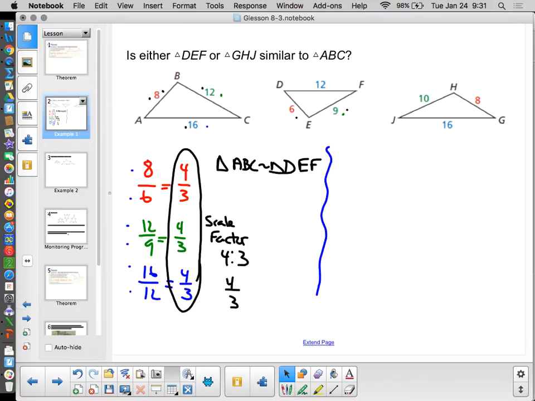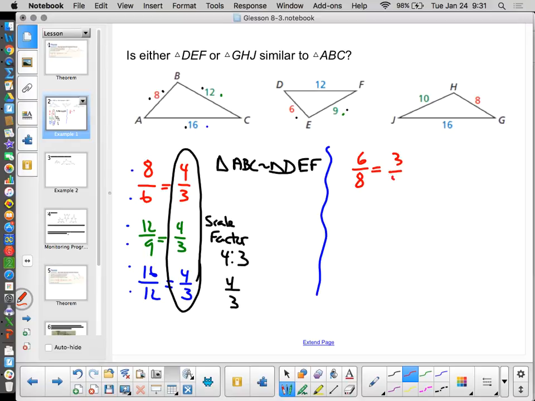Next, let's see if D, E, F, and J, H, G are similar. So again, we'll set up shortest side to shortest side. That's 6 over 8, which reduces to 3 over 4. Middle side to middle side. The middle side here is 9. Middle side here is 10. Oh, that doesn't reduce to 3 to 4. So I can say that they're not similar. Okay, so D, E, F, and J, H, G are not similar.